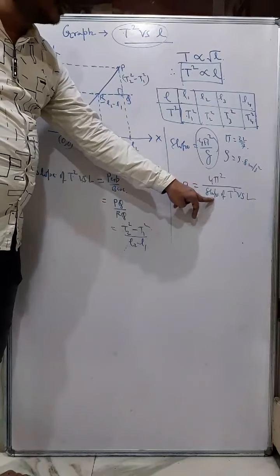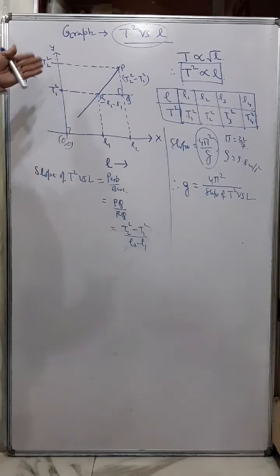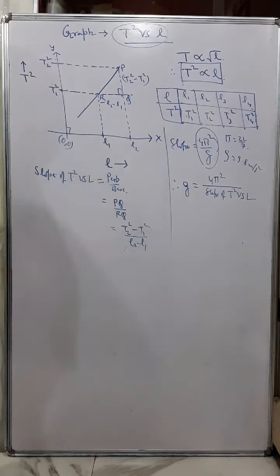Understand? Very important question. Sometimes they ask what is the significance of this T square versus L graph, or how can we get the value of g from the T square versus L graph. Then your answer will be this: we get the value of g from this relation, g equals 4 pi square by slope of T square versus L, and we get the slope in this way. Okay.